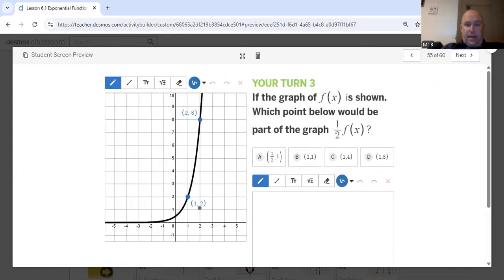1 half x, so I halve the y value. So half of 2 is 1. And I think I just found my answer for this question. 2, 4 would also be an answer for this question because 8 divided by 2 is 4.